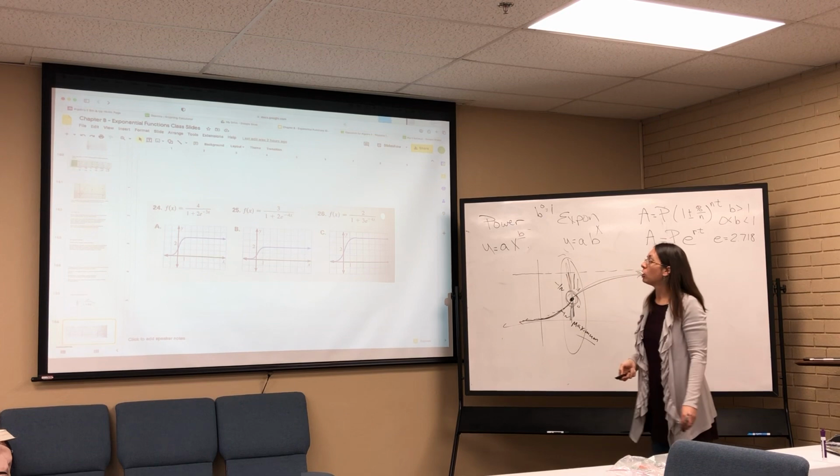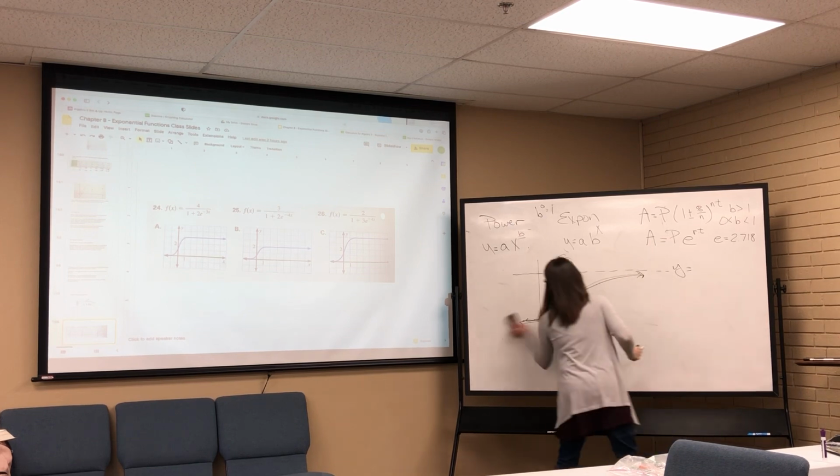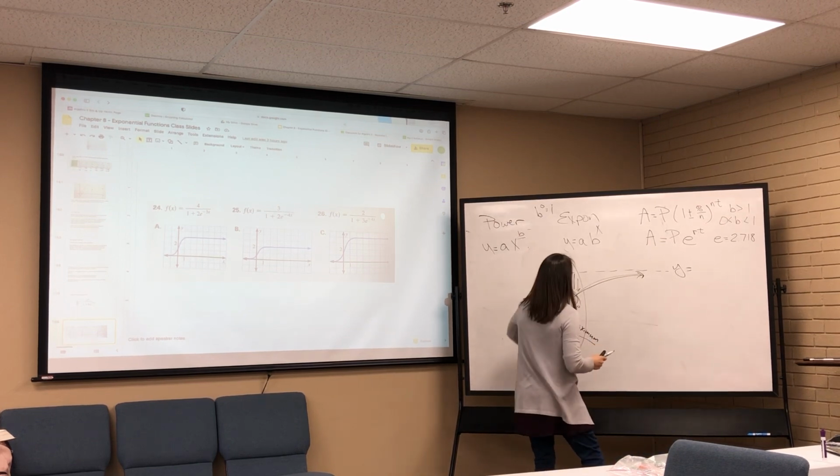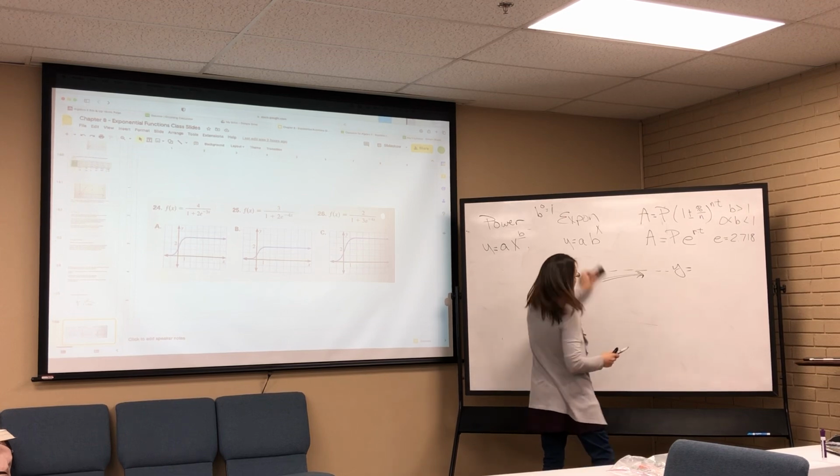Okay. So that is logistic growth. If you go into business, you will see that a lot more. But that also wraps up chapter 8.